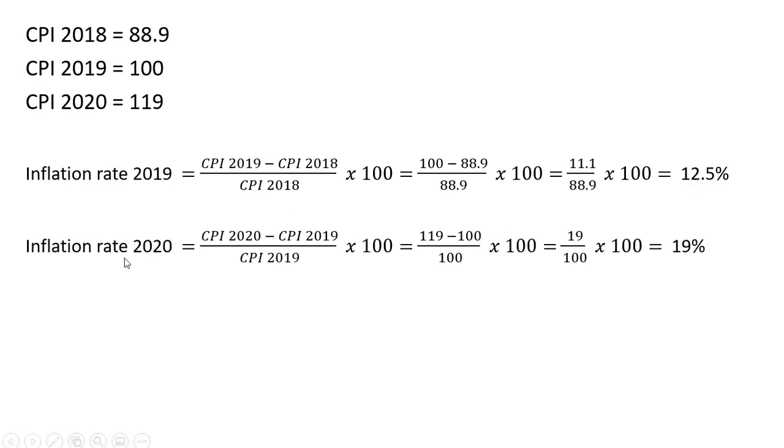And a similar calculation for 2020. It's just going to be the percentage change in the CPI as we go from 2019 to 2020. So 119 minus 100, all divided by the CPI in 2019, gives us an inflation rate of 19%.